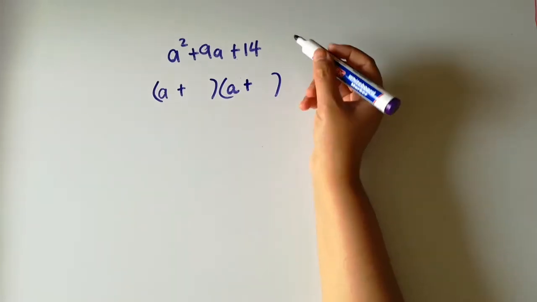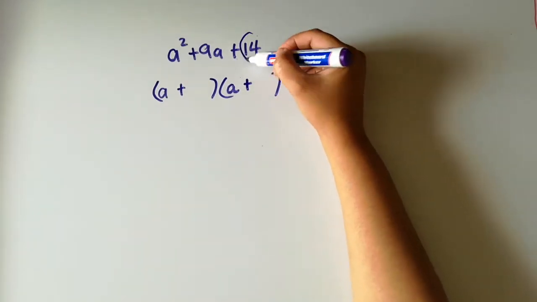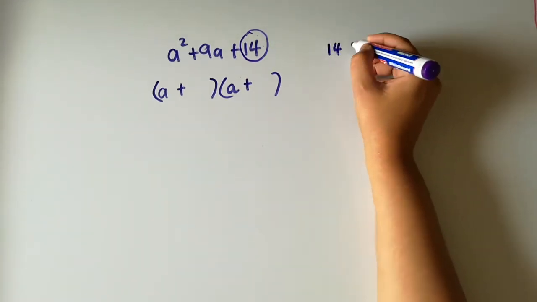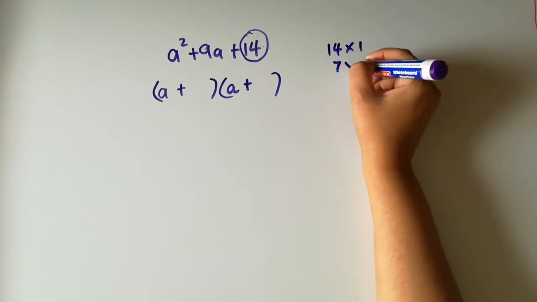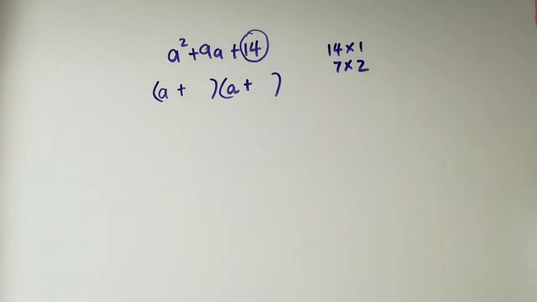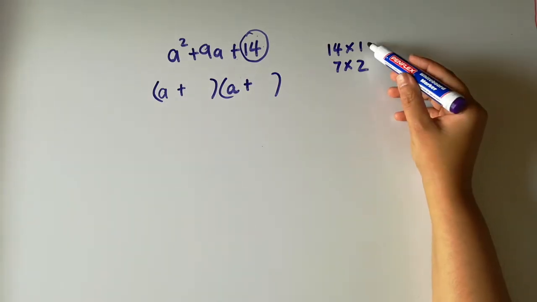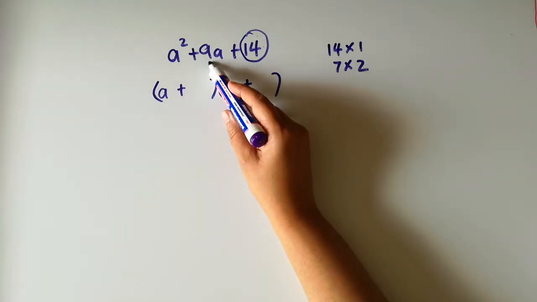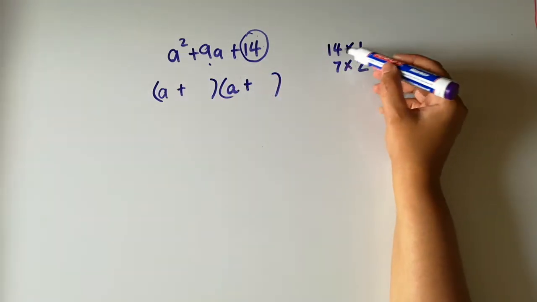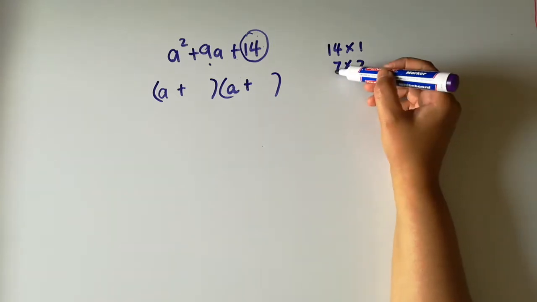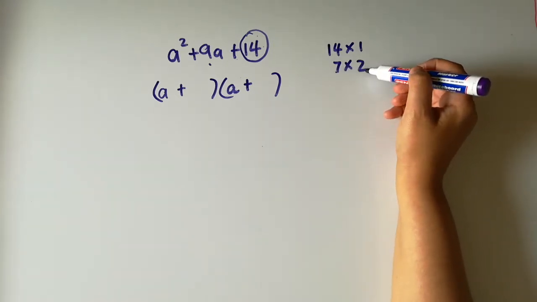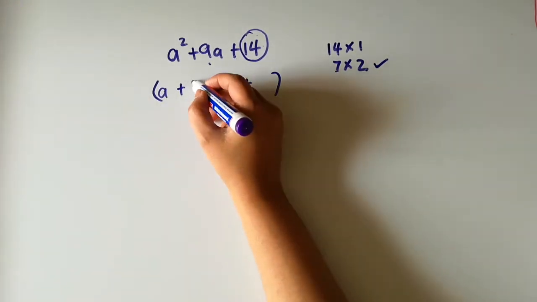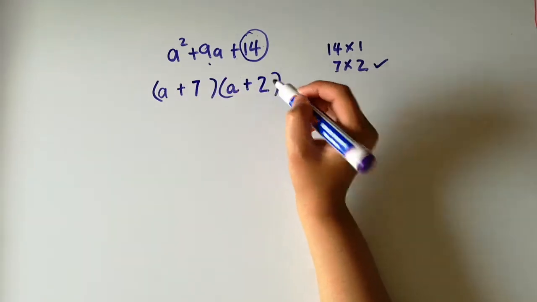The next step is to find factors of the last term. So factors of 14. Now 14 is equal to 14 times 1 and 7 times 2. Now we're going to look at which of these two, when we add them, we get the middle term, which is 9. Now 14 plus 1 will give us 15. 7 plus 2 will give us 9. So that is the one that we are going to use. So our brackets are going to have 7 and 2.